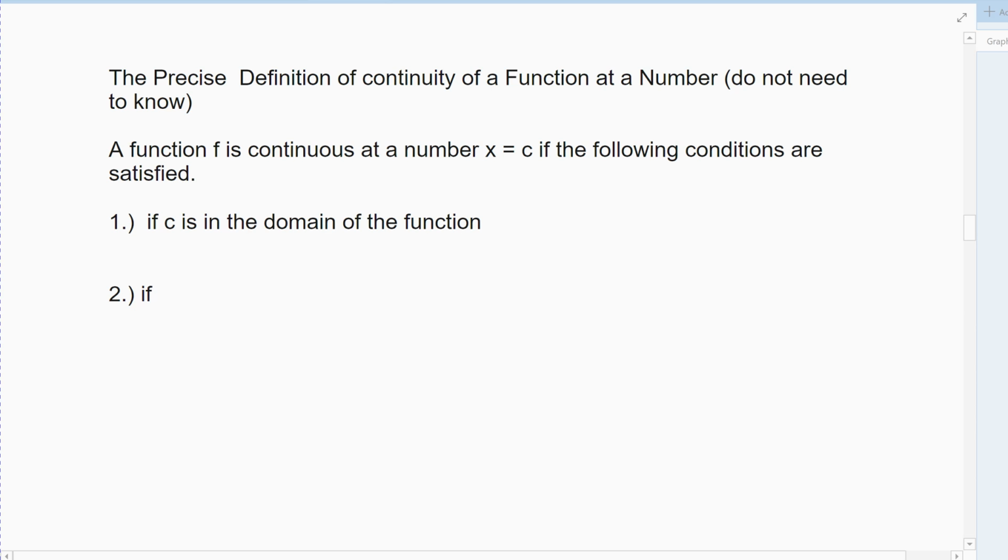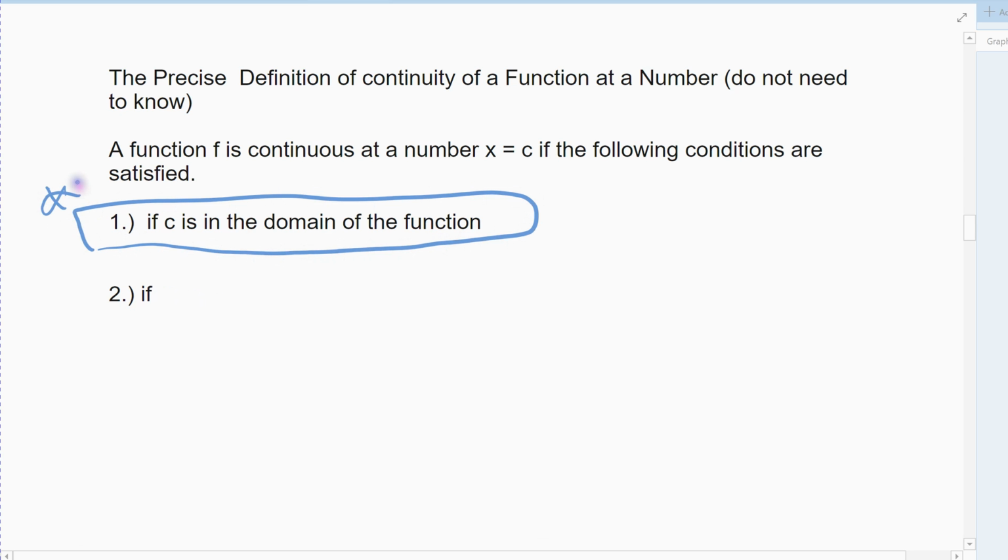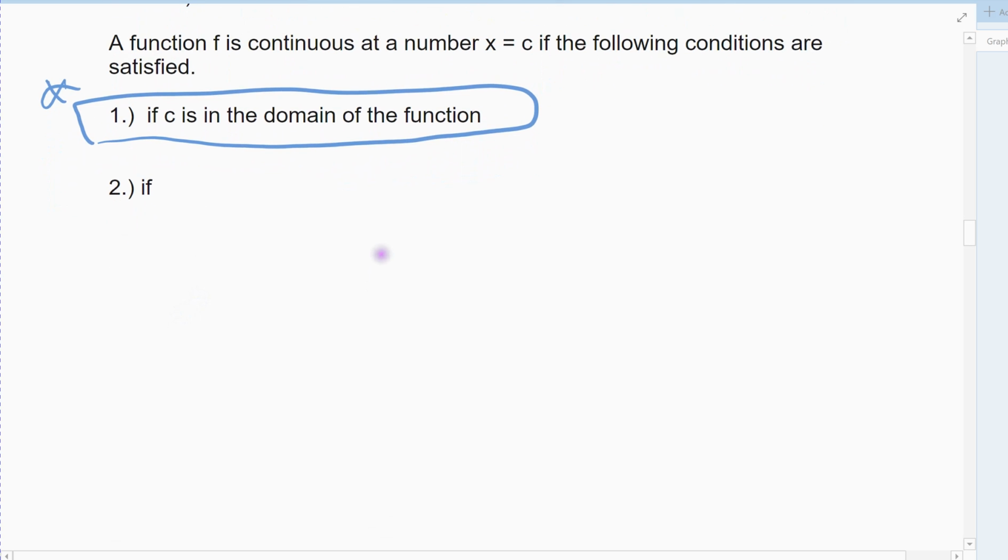The precise, or technical, definition of continuity: if a function is continuous at a number c, the following conditions have to be true. First of all, it can only be continuous on values in its domain, and this is actually the big one. Most things will fail this first point. If it passes the first point, the value c is in the domain, it's got to pass the second point.